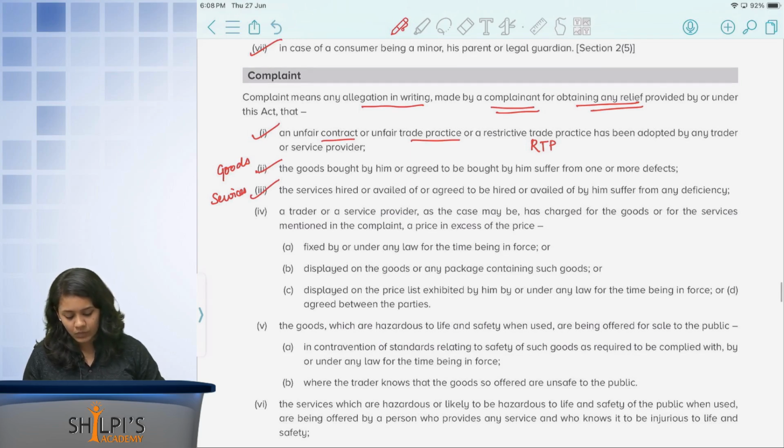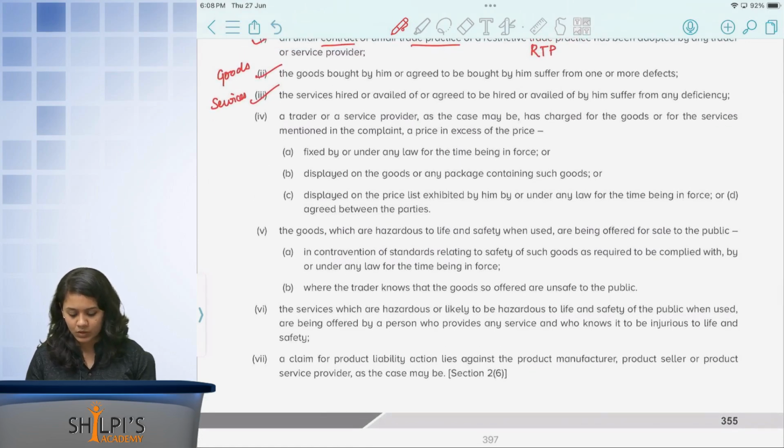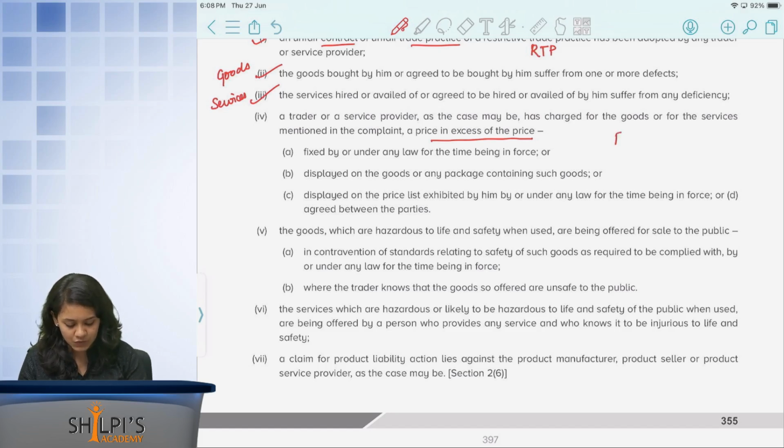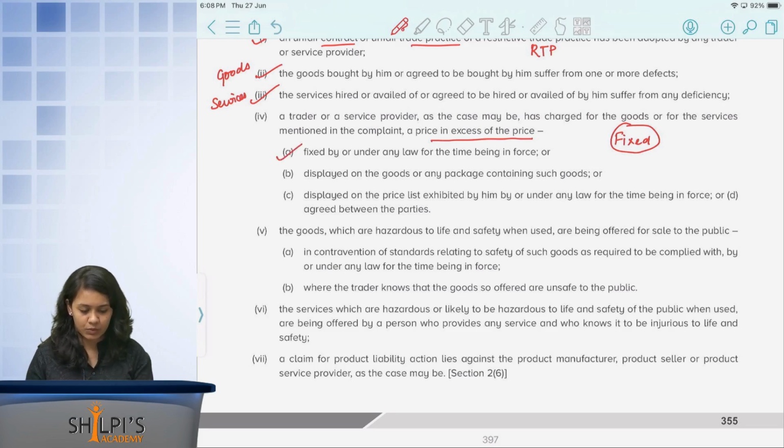The next one, a trader or a service provider. So, a trader of goods or a service provider has charged for the services a price which is in excess of the price. There is a certain price which is fixed by law. Now, above this price, they are charging a higher price. If it is fixed by law, then that is the only price that you're supposed to pay for it. But this person is charging you a higher amount, or an amount higher than what is there in the packet. Like, let's say a Dairy Milk costs 10 rupees, but then the trader is asking me to pay 20 rupees for it. And the third one, it is displayed on a price list which is shown by the trader himself under a particular law or anything which is agreed between parties.